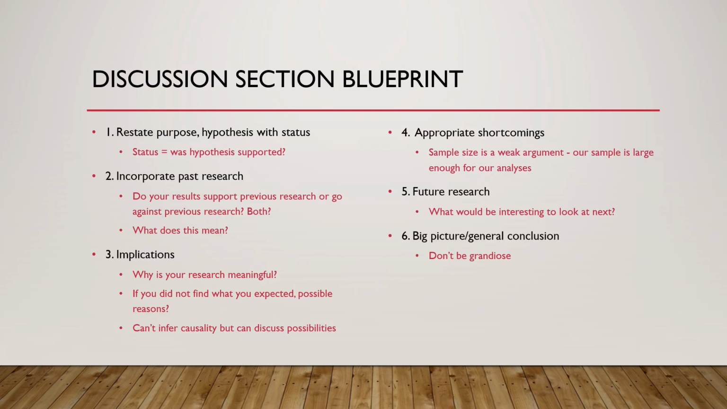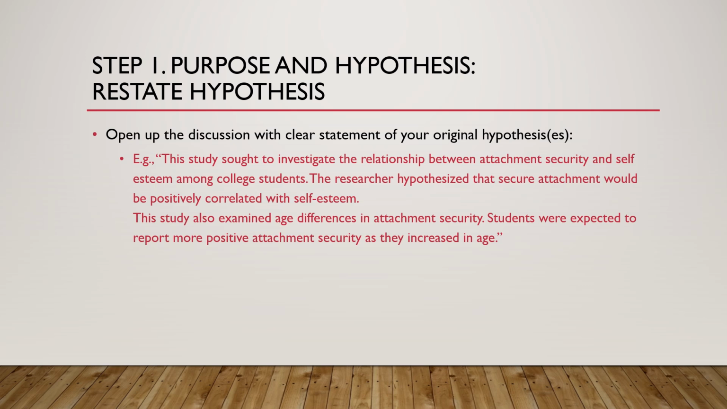So here is a good blueprint outline for writing your discussion section, and you want to make sure you're hitting each one of these. And we're going to go through each of these bullet points, each of these numerals, in a little bit more depth. So first we'll start with the restate purpose and the hypothesis. This is a pretty quick step.